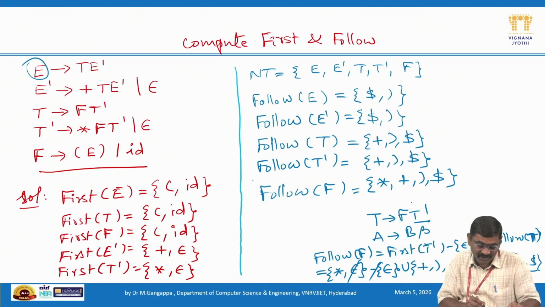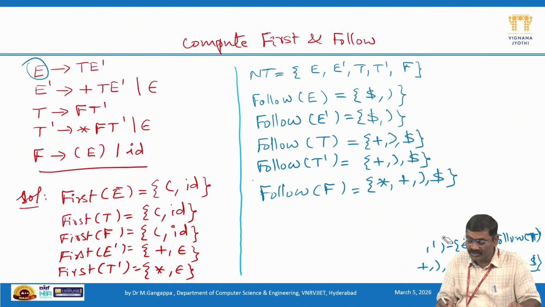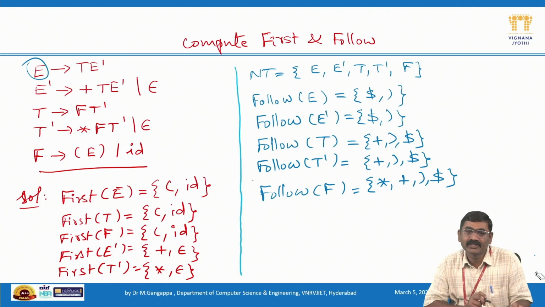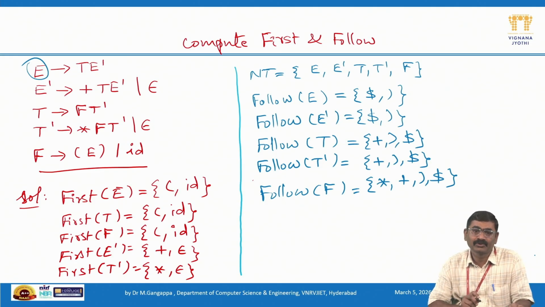This is how we can compute the follow for the grammar. To compute the follow, remember one thing, that we must compute the first as well. So from the first we can compute follow also. And first and follow are the two important functions that are useful in the construction of the top-down parser as well as the bottom-up parser, right?